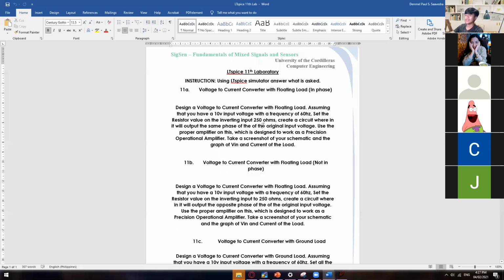Okay, so again, if it's in phase, whatever is the input, it should output the same waveform. So positive, positive also. But if it's not in phase, so it's the opposite, okay?